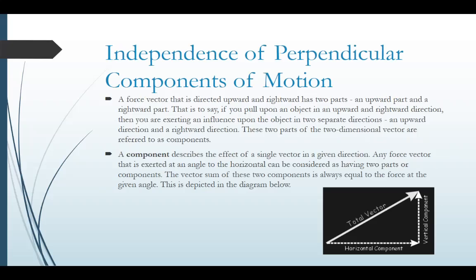Because of this, we can create what you can call vector addition or vector subtraction, but it's really both kind of the same thing. You essentially can take two components to make any resultant vector. And this is true no matter what direction that particular vector seems to be pointing. A force vector that is directed upward and to the right has two parts, the upward portion and the rightward portion. That is to say that if you pull on an object in an upward and a rightward direction, you are exerting an influence upon the object in two separate directions, an upward direction and a rightward direction. And these two parts of the two-dimensional vector are referred to as component vectors.